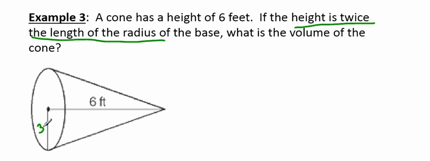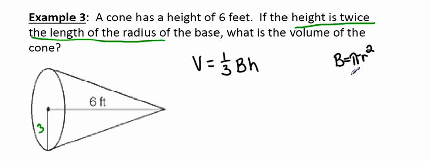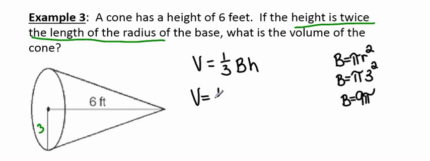They want us to find the volume of the cone. So we find volume by taking 1/3, multiplying it times the area of the base, and then multiplying that times the height. So base is a circle. Formula for a circle is pi times r squared. So the area of our base, 9 pi. The height of our cone, and looking at the picture, 6.